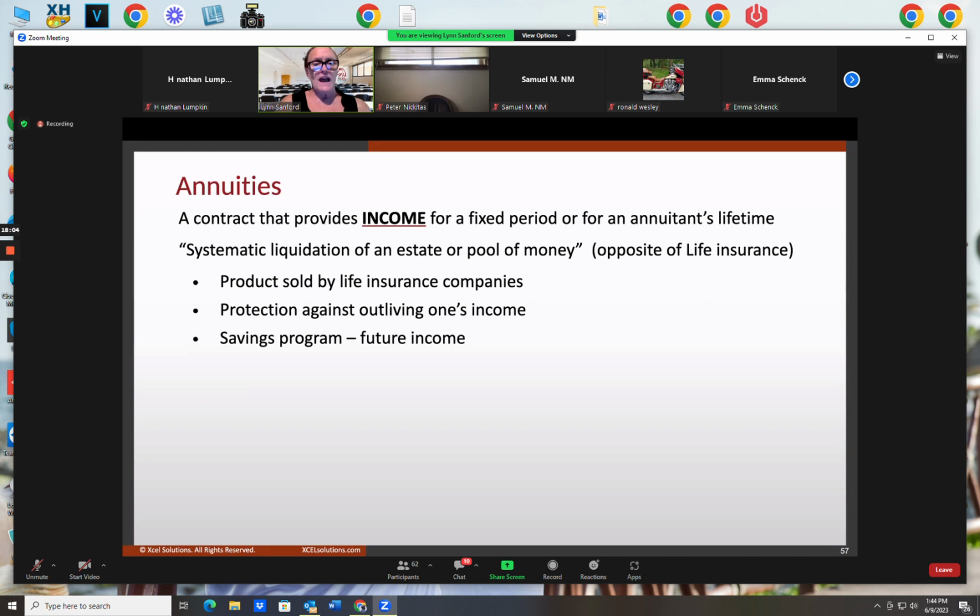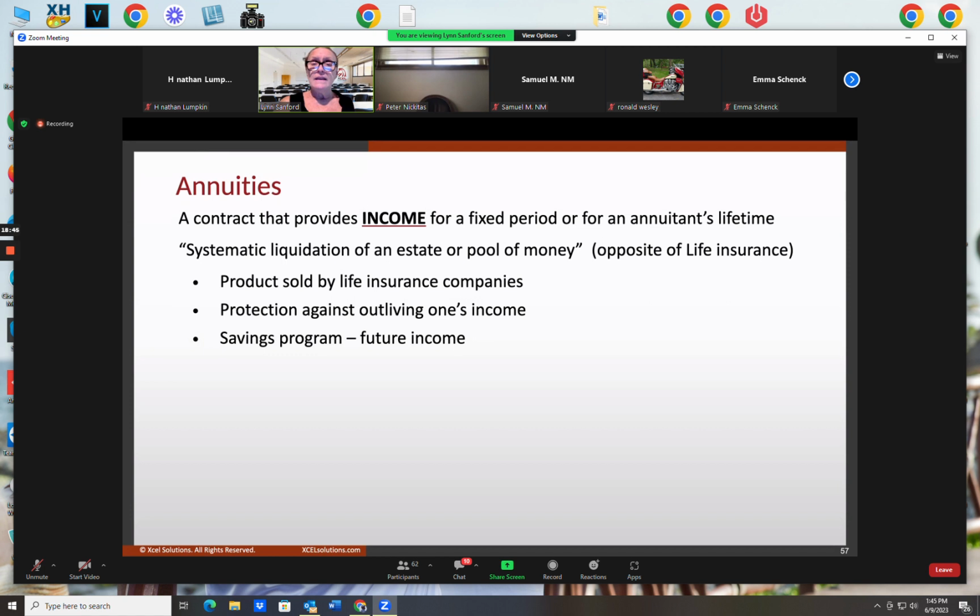Annuities are contracts that provide income for a fixed period of time or for an annuitant's lifetime. Systematic liquidation of an estate or pool of money is the definition of an annuity. It is the opposite of life insurance. Once you own a life insurance policy, it's an asset you own, and its value is the face amount. So if you own a $1 million policy on your life, your overall estate value just increased by $1 million, because the value of any life insurance policy is the face amount of it.